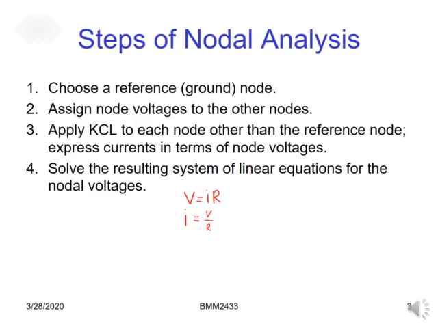The first step is to choose a reference ground node, and the second step is to assign node voltages to the other nodes. Then apply the Kirchhoff current law to each node other than the reference node, expressing current in terms of node voltage. The fourth step is to solve the resulting system of linear equations for the nodal voltages.